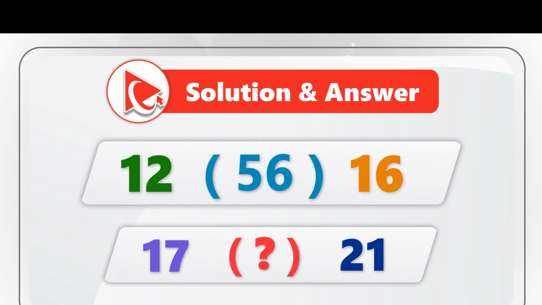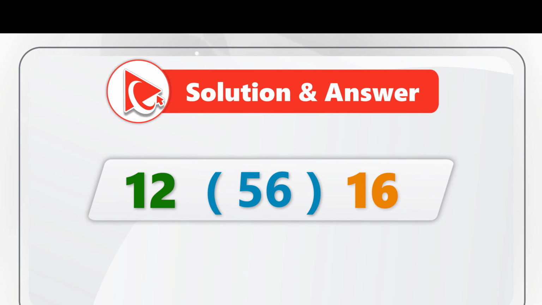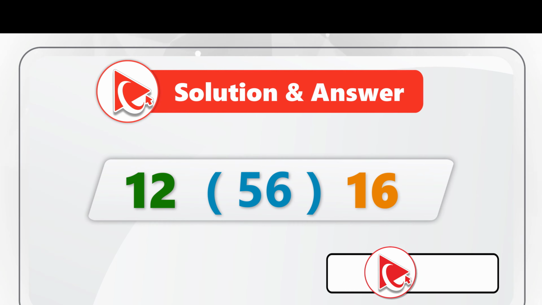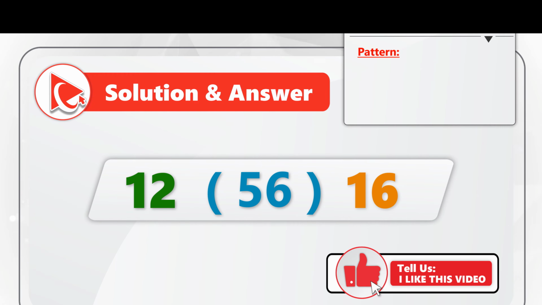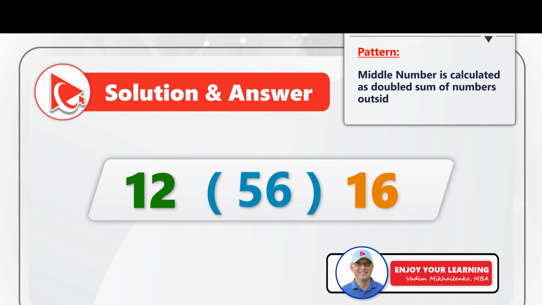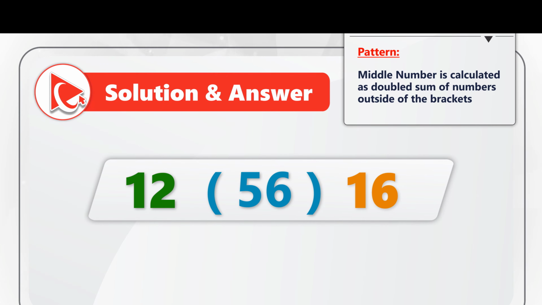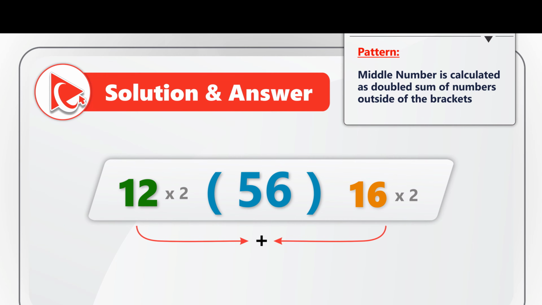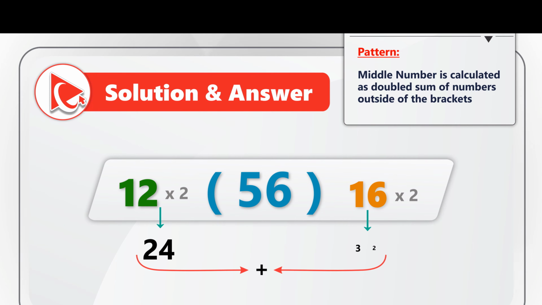To solve this challenge, let's look at the first row. The first row has the numbers 12 and 16 on the outside and the number 56 on the inside of the brackets. The pattern that you needed to recognize is that the middle number inside the brackets is calculated as double the sum of the numbers outside of the brackets. Let me show you an example. For example, 56 is calculated as 12 by 2 plus 16 by 2, which would result in 24 plus 32, which would be equal to 56.